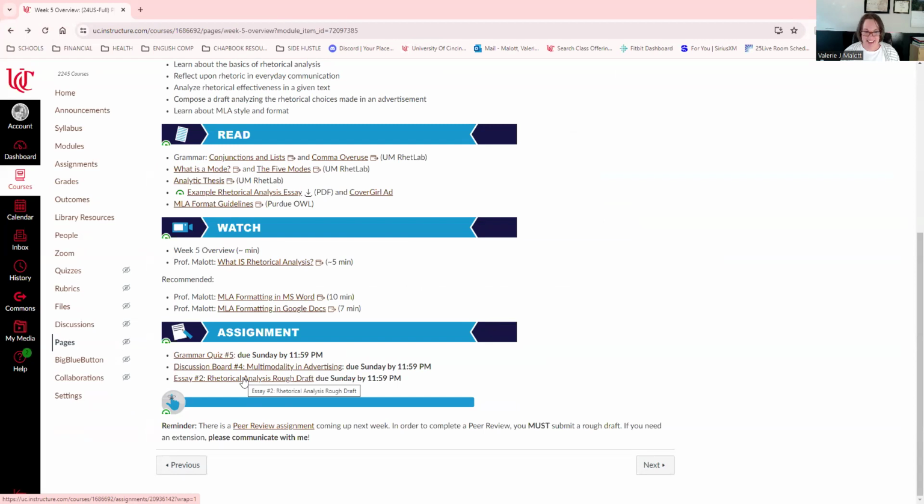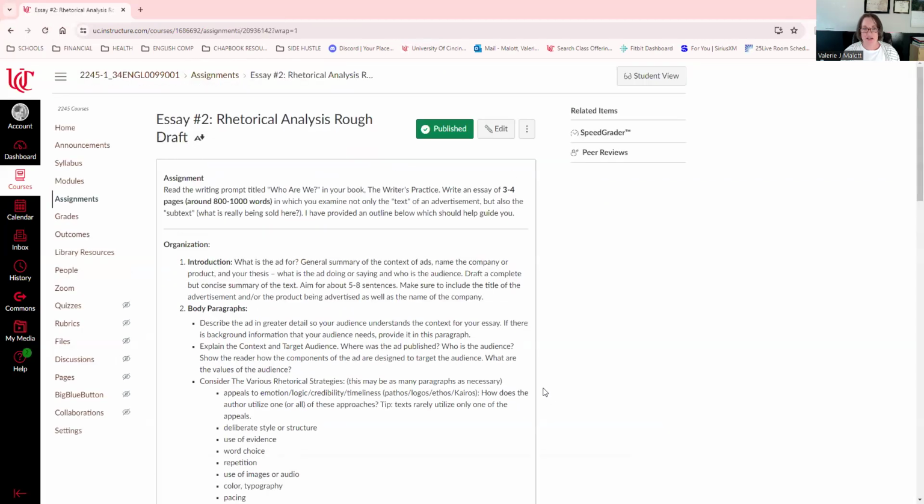Then essay number 2. This is the biggie, right? We get to the rough draft assignment for the rhetorical analysis. So you have hopefully read the prompt, Who Are We, in the book, The Writer's Practice. And now you're going to think about writing an essay of about 3 to 4 pages, roughly 800 to 1,000 words. Let's go by the word count instead of the page count, in which you examine not only the quote unquote text of an advertisement, but also the subtext, what's really being sold besides the product, right? I've provided an outline below that will help you.